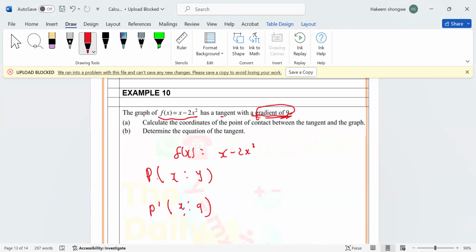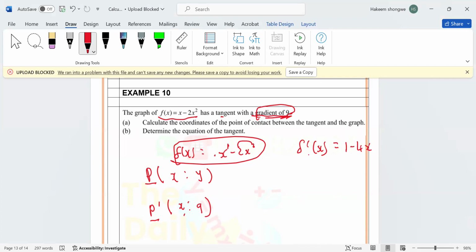Now, what is it that we have? We can either have something from point P or something from P prime. So we have something on what? Point P or point P prime? P prime. So if it's for P prime, we can't use f of x, but we can use f prime of x. Now, how do you get f prime of x? We differentiate: 1 multiplied by 1 gives 1. 2 multiplied by minus 2 gives minus 4x.